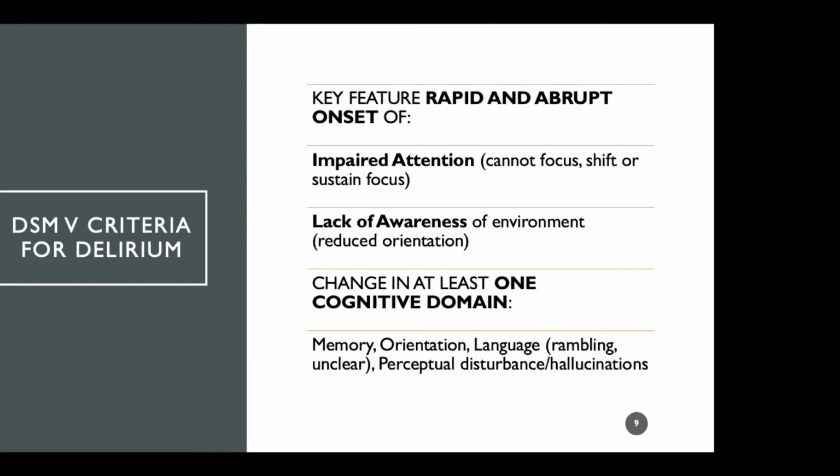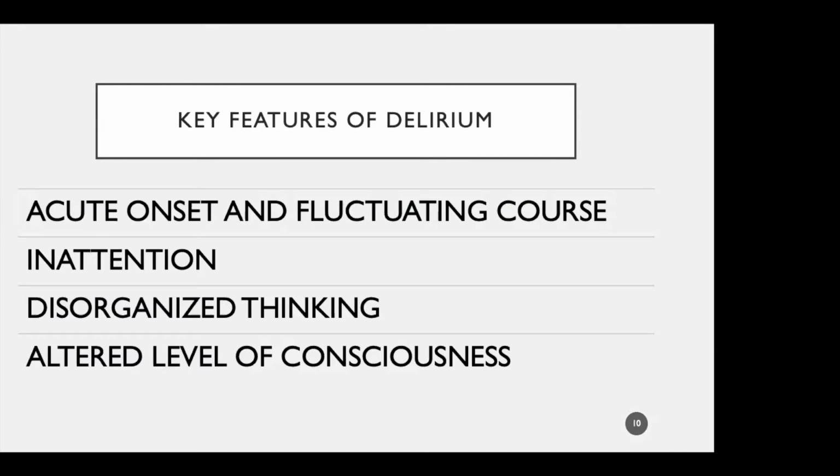So the key features are rapid and abrupt onset, and then you have to have impaired attention, lack of awareness, and compromise in one of those cognitive domains. Next slide. So here I'm just summarizing what they are, so that you know the difference when you see it. So sudden onset, fluctuating course, so it comes and goes. Inattention, very important. Disorganized thinking and altered level of consciousness. And we are going to look at all of these.